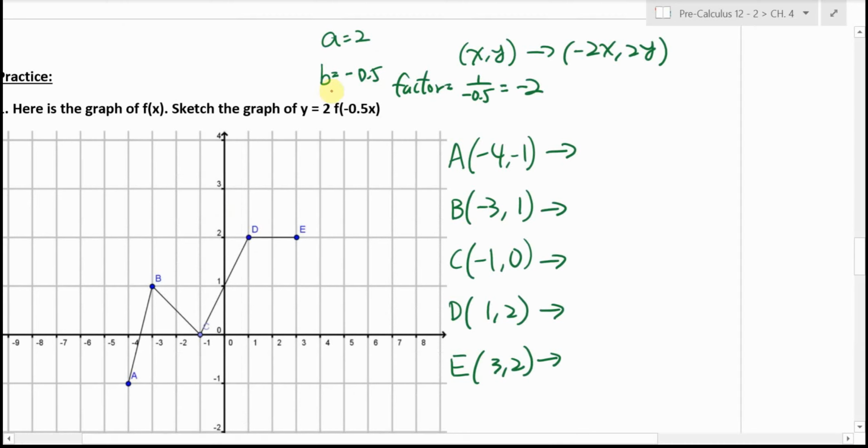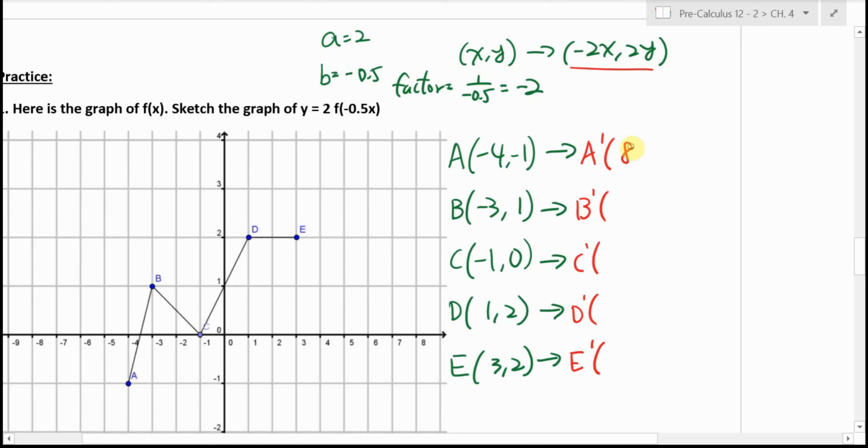We notice that the value of a is 2, the value of b is negative 0.5. Now that means the vertical factor is simply doubled. For the horizontal factor, remember it's 1 over b, so it's going to be 1 divided by negative 0.5, which is negative 2. So really the factor is 2, but there's also a reflection over the y-axis. So we are just going to do it all at once. This is really what's happening, right? (x, y) becomes (negative 2x, 2y). We're just going to multiply every single x coordinate by negative 2 and every single y coordinate by 2.